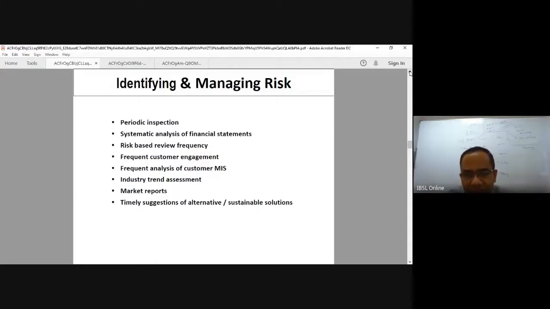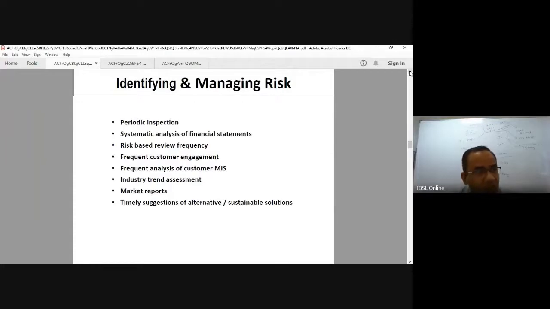So these are the measures we will have to do. Periodic inspection. It's a must. We'll have to do periodic inspection. Systematic analysis of financial statements. It's an art. From the financial statements, how do you look at it and what do you derive from it? From the ratios, what you understand is very important, right? From the financial statements itself, you will be able to identify what direction the company is going, where the weak points, deteriorating points are, right?